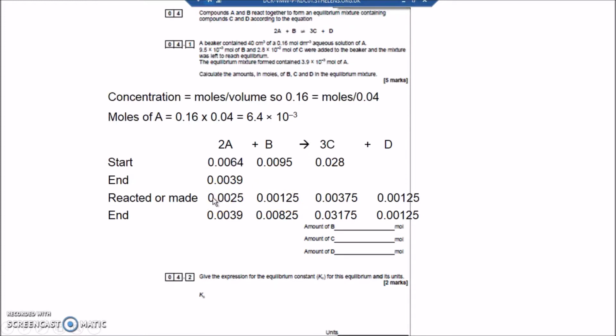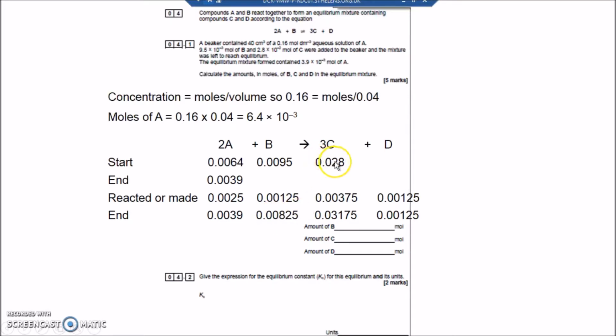So 0.0025 moles of A have reacted, 0.00125 moles of B have reacted. For every 1 B, 3 C are made. So I'll multiply that by 3, 0.00375 will give me the number of C that are made. For every 1 B, 1 D is made, so 0.00125 makes 0.00125 of D. Now I need to work out what's left in the mixture at the end. Left in the mixture at the end of A is 0.0039, I was told that in the question. Started off with 0.0095 of B, I've used up 0.00125, so I've got 0.00825 left.